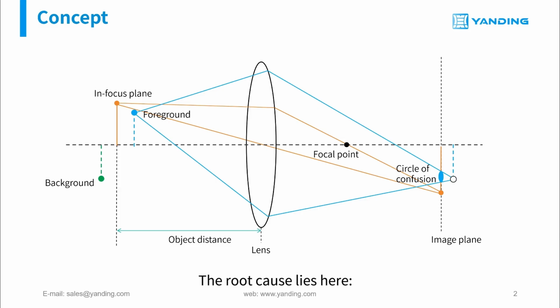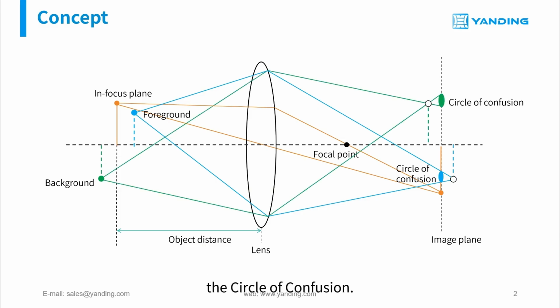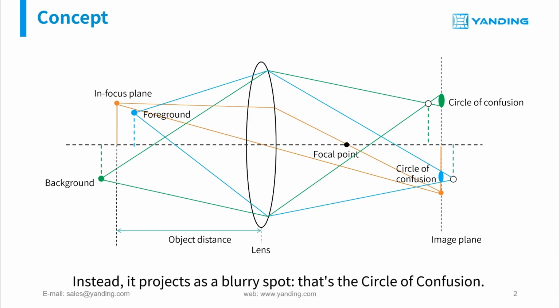The root cause lies here. The circle of confusion. Take a look at this diagram. When a point isn't on the in-focus plane, like objects in the foreground or background, it doesn't hit the sensor as a dot. Instead, it projects as a blurry spot. That's the circle of confusion.